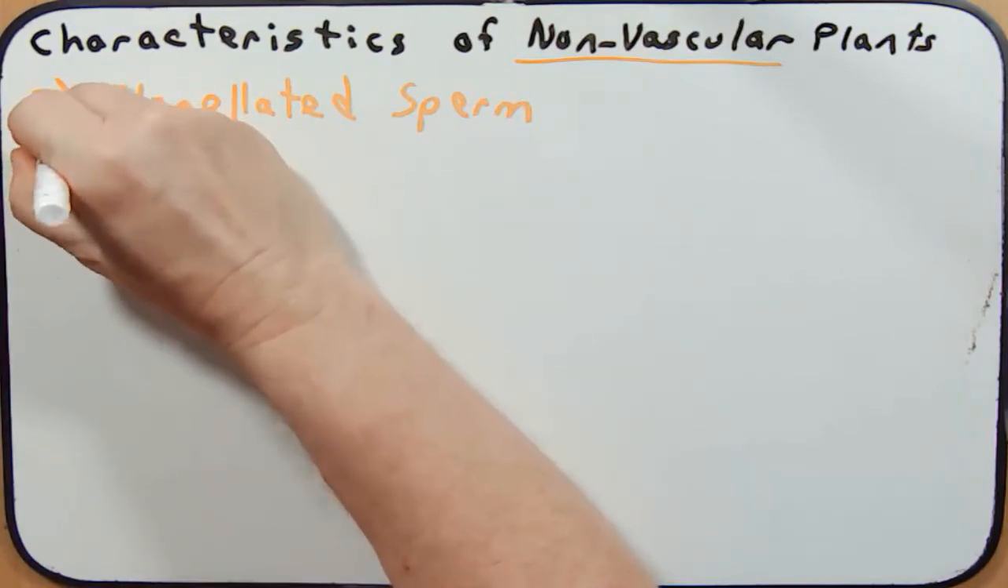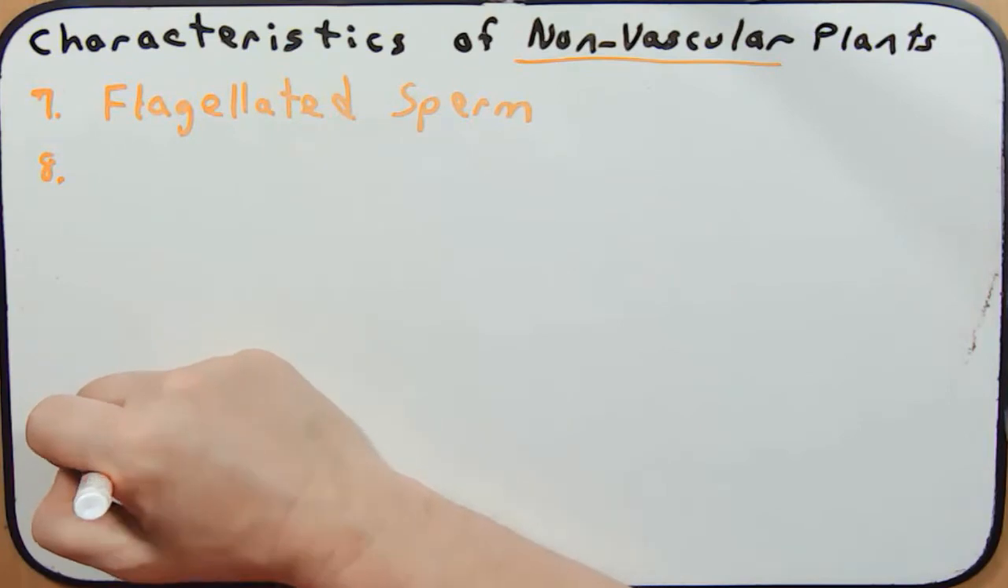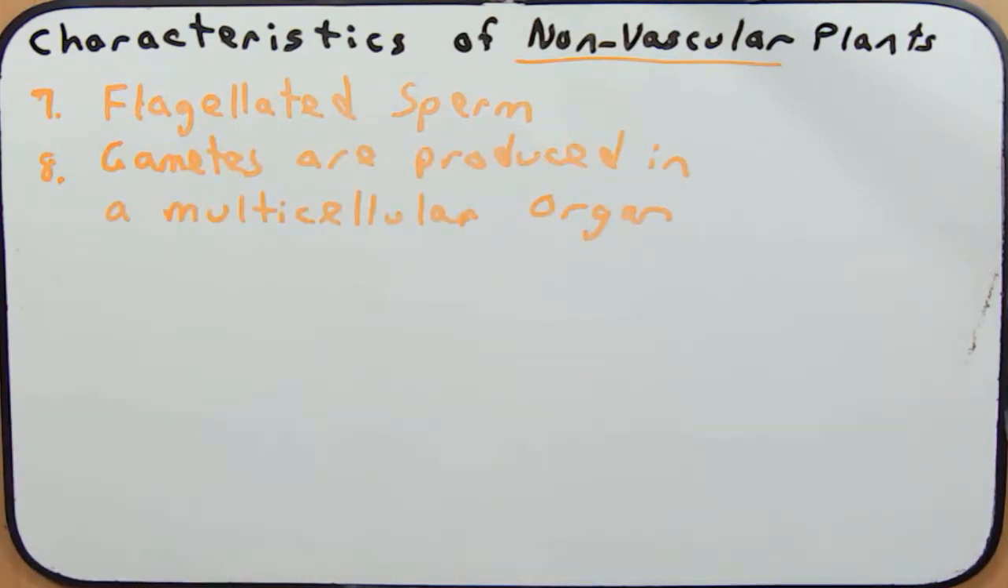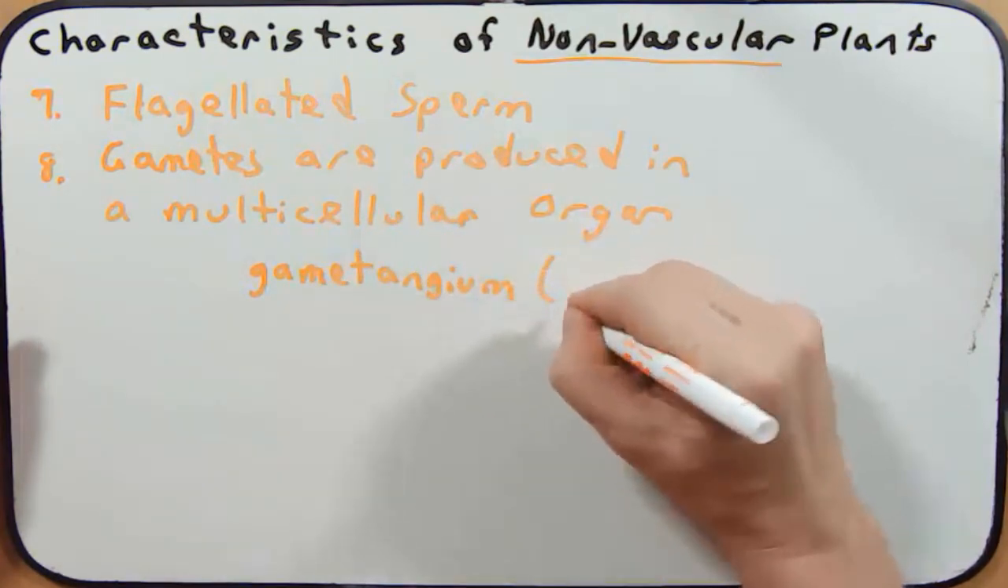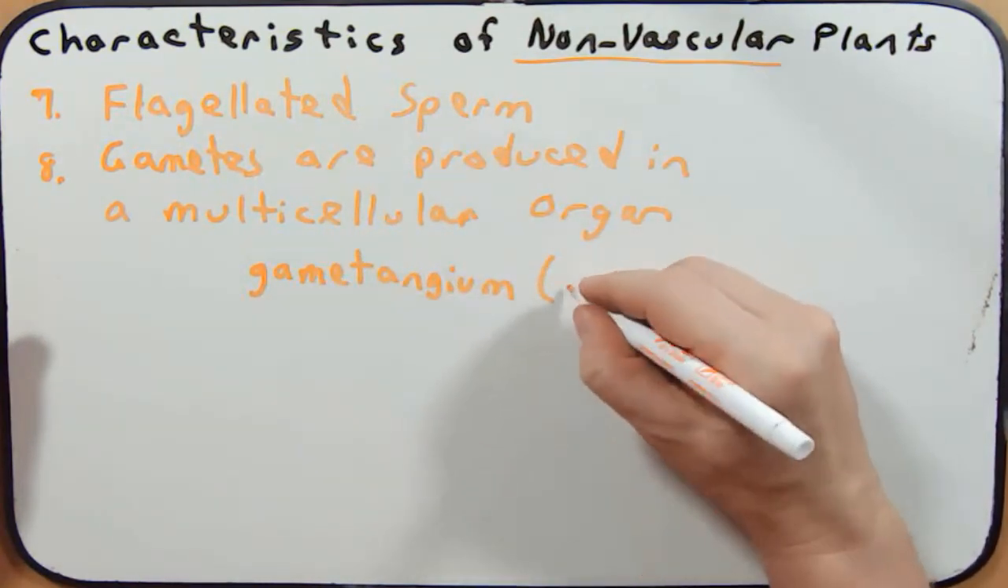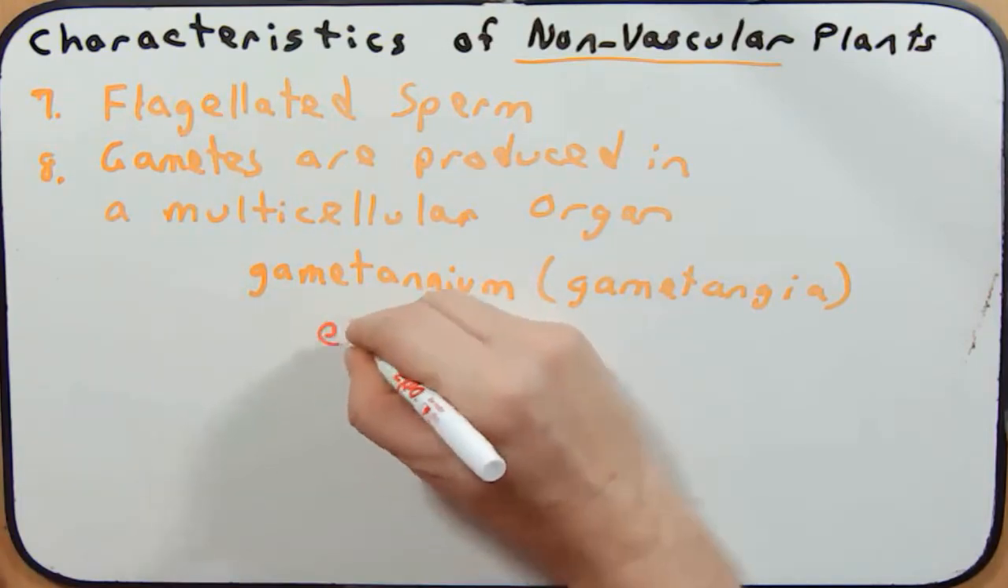The eighth characteristic I want to talk about is that the gametes are produced in a multicellular organ. This multicellular organ is called the gametangium. In plural, it would be gametangia. More specifically, eggs are produced in a structure called the archegonium.